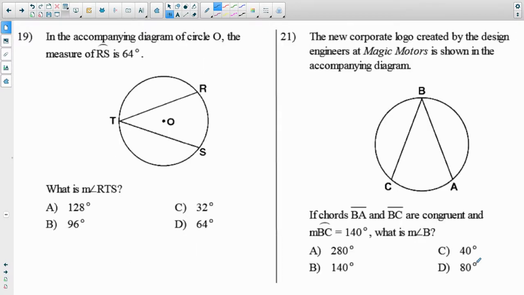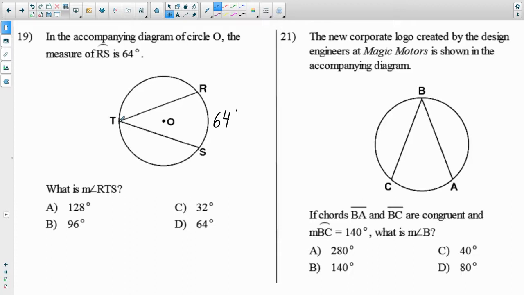Finally, two more. Here is just more elaborate but similar type questions. So in the accompanying diagram of circle O, the measure of arc AS is 64 degrees. It's not written in, so I'm going to go to my picture. I'm going to write in 64 degrees. What is the measure of angle RTS?